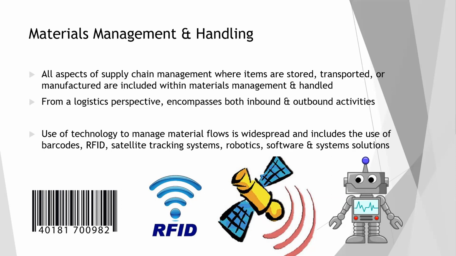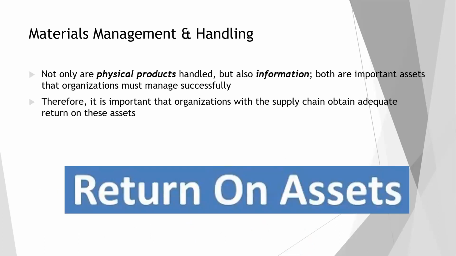And it includes the use of things like barcodes, RFID, satellite tracking systems, robotics, and a lot of different software and system solutions. So there's a lot of technology that is used to manage these actual material flows in our supply chain. And so we're really talking about the physical products when we talk about materials handling, but not just the physical products need to be handled in supply chain, but also the information. We talked about the 3 different flows in supply chain, information being one of them.